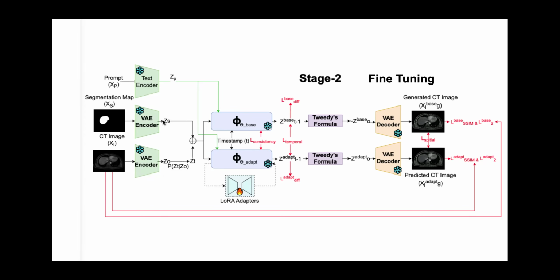Basically we are getting the representation of the CT image. We are noising the CT image, concatenating both the CT image and the segmentation map, and passing it through the two neural networks, that is the base network and the adapter network. And again we take the consistency loss, and we take the diffusion loss across both the networks.